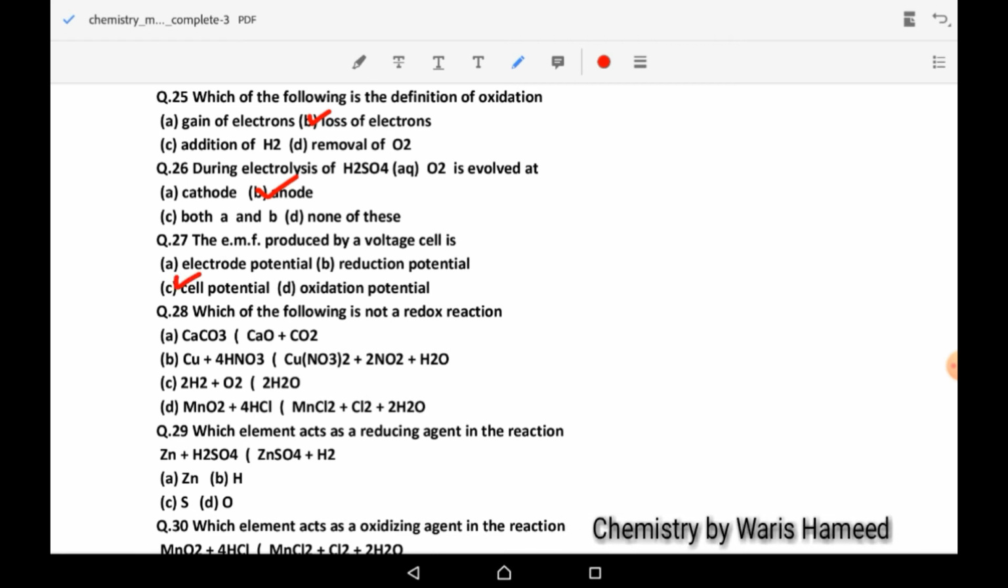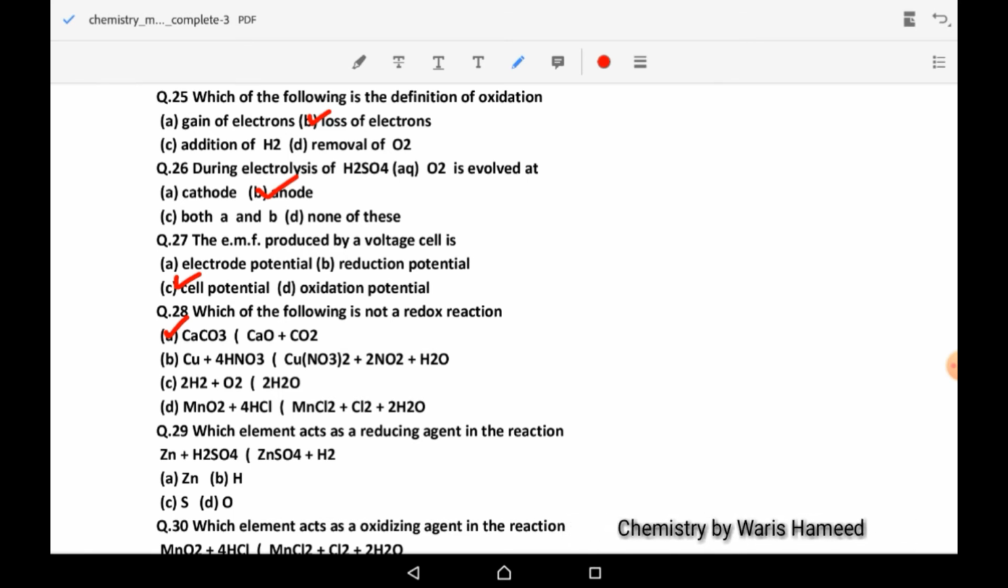Which of the following is not a redox reaction? Calcium carbonate decomposes into calcium oxide and carbon dioxide. It is not a redox reaction because the oxidation state of calcium in calcium carbonate and calcium in calcium oxide remains the same. Carbon will also have the same oxidation state on both sides of the equation.